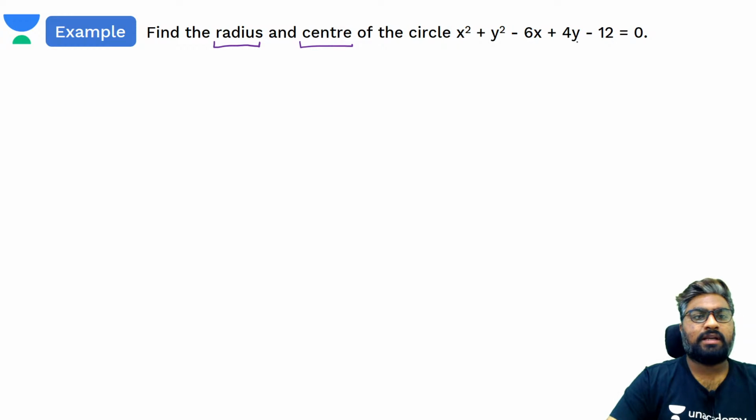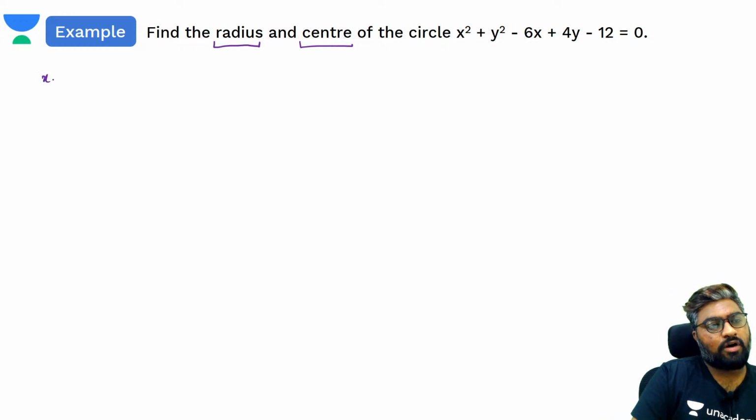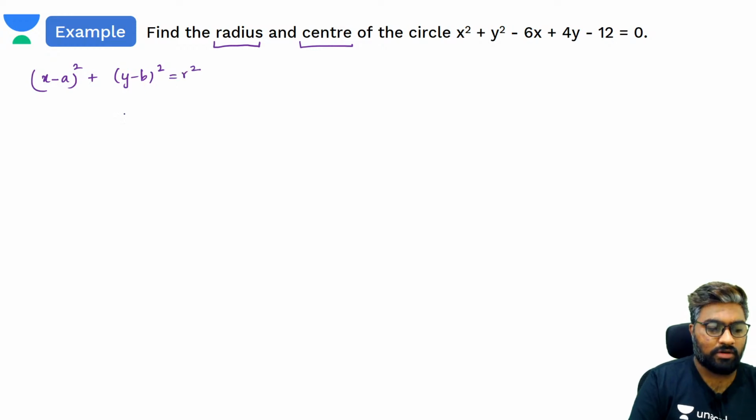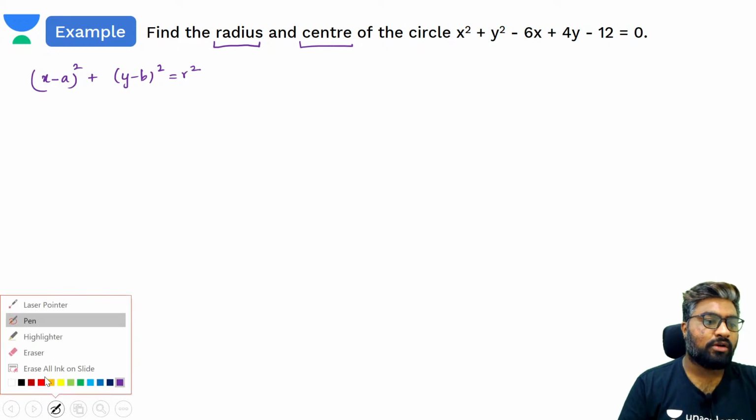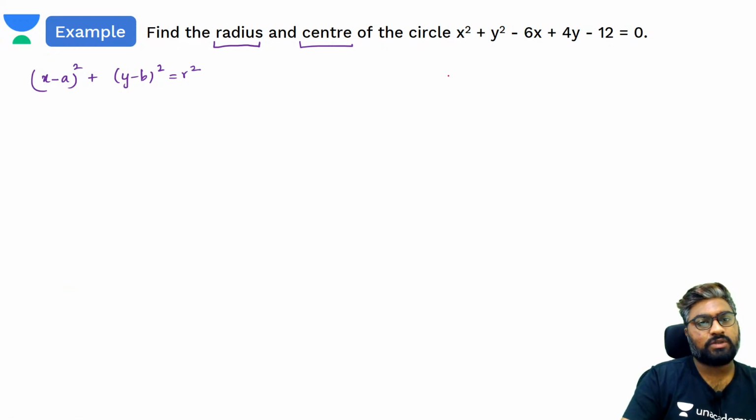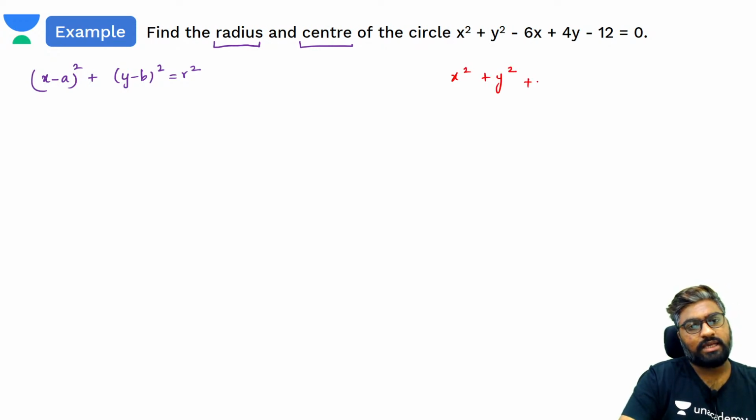So this particular equation is opened up. If you can write it in the form of (x minus a) the whole square plus (y minus b) the whole square is equal to r square, then good. But if you're not able to complete the squares, then what can you do? You can go for the standard format, which was x square plus y square plus 2gx plus 2fy plus c is equal to 0.